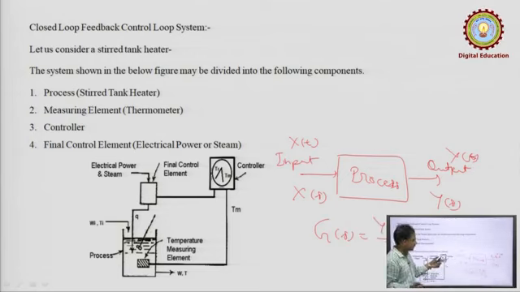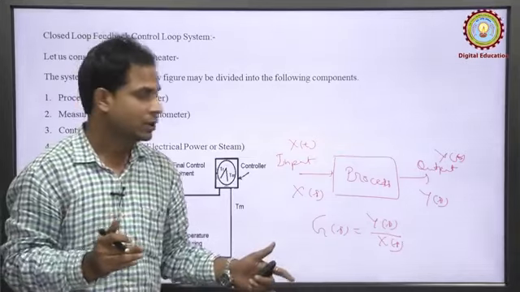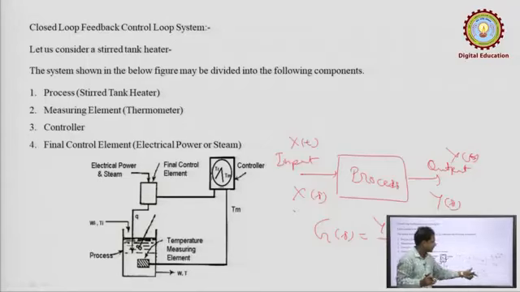So, what is the transfer function? The transfer function is basically the ratio of the Laplace transform of the output in deviation form to the Laplace transform of the input in deviation form. So, there is a correlation between x(s) and y(s), that is called the transfer function.